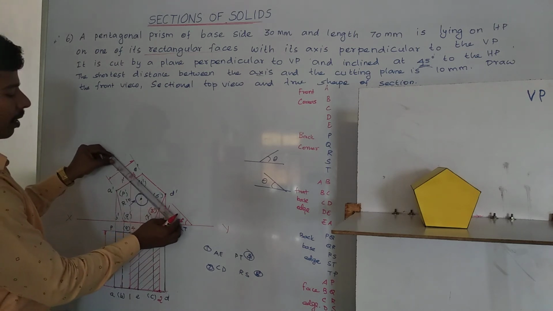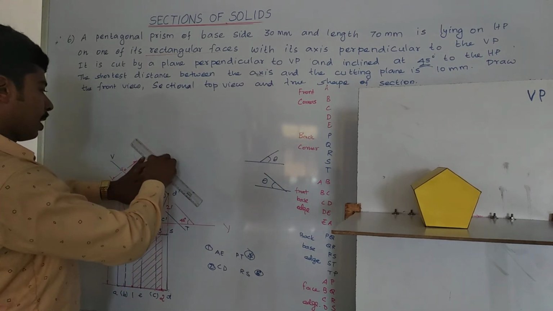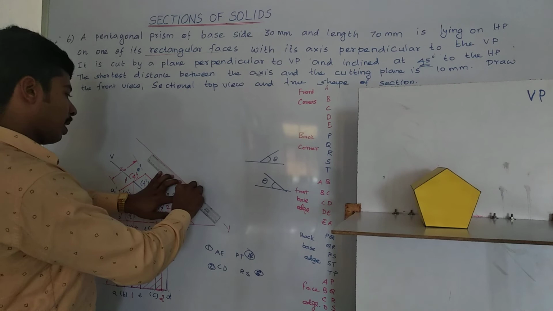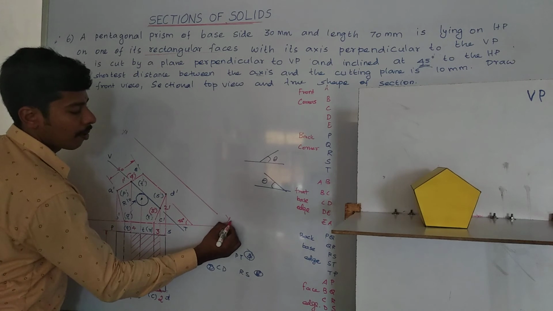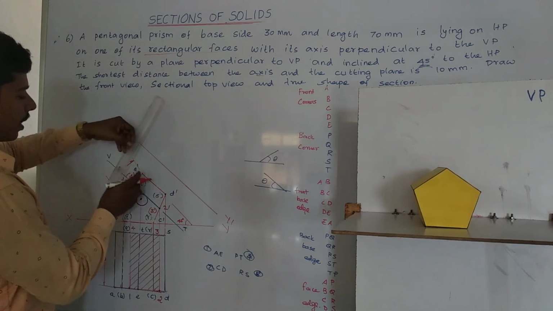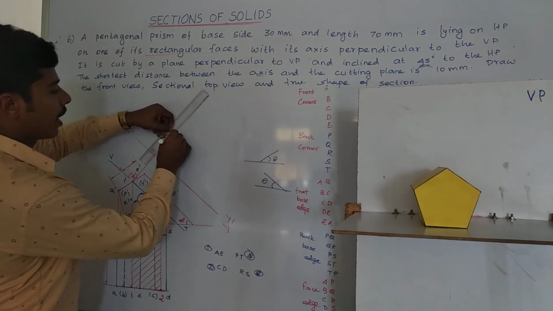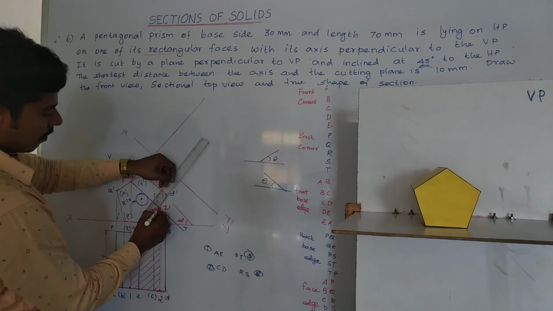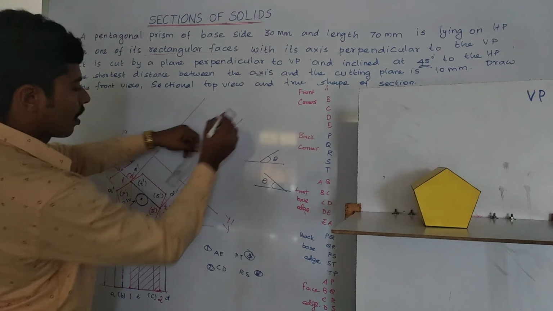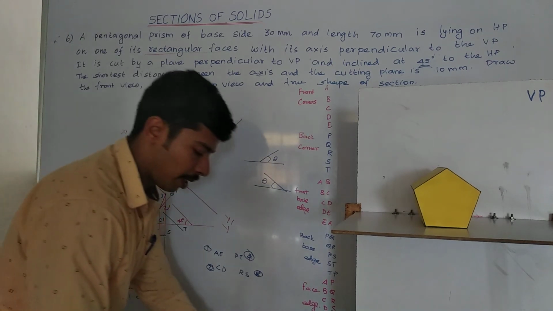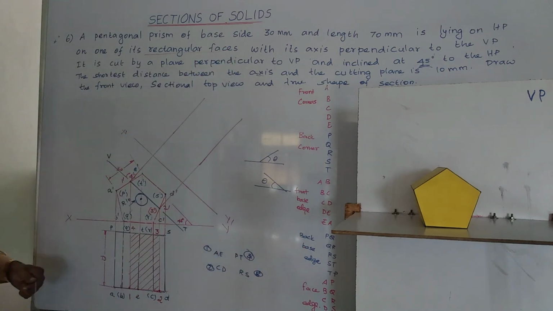Then the true shape of the section. For that, what we have to do is draw a line parallel to the section line. Draw a line parallel to the section line. This is our new reference line, x1 y1. Then project the points towards that new reference line. So we are projecting from the front view.